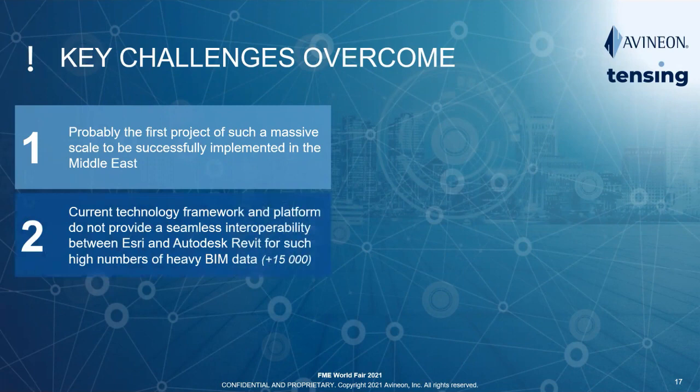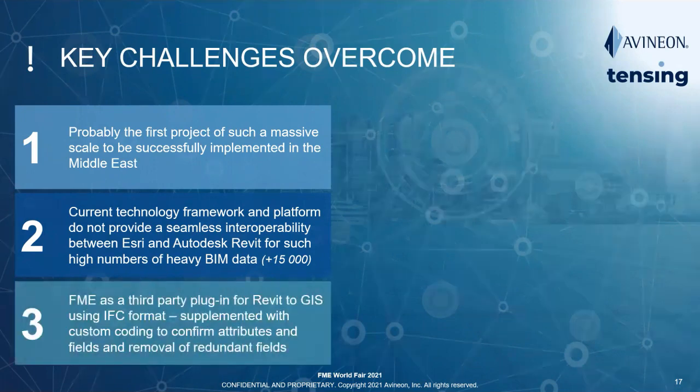Secondly, even the current technology framework in 2021 and the platform don't completely provide a seamless interoperability between the Esri tools and the Autodesk Revit, particularly for the high numbers of heavy BIM data we were dealing with, 15,000 buildings. So we used FME quite a bit. It was a workhorse, and also the plugin that Safe has for Revit was very helpful.